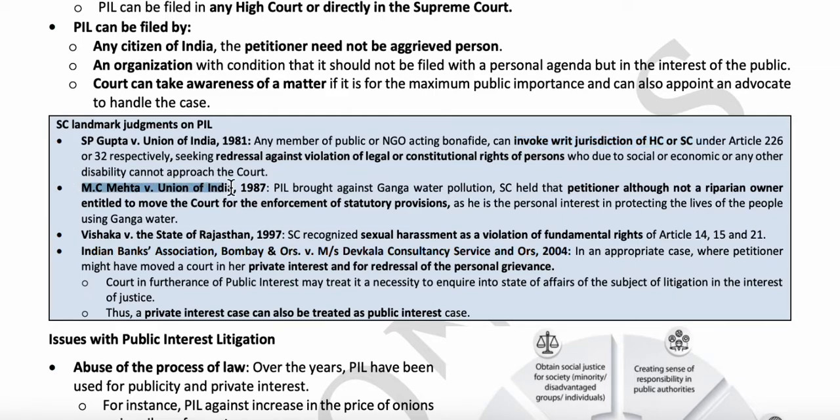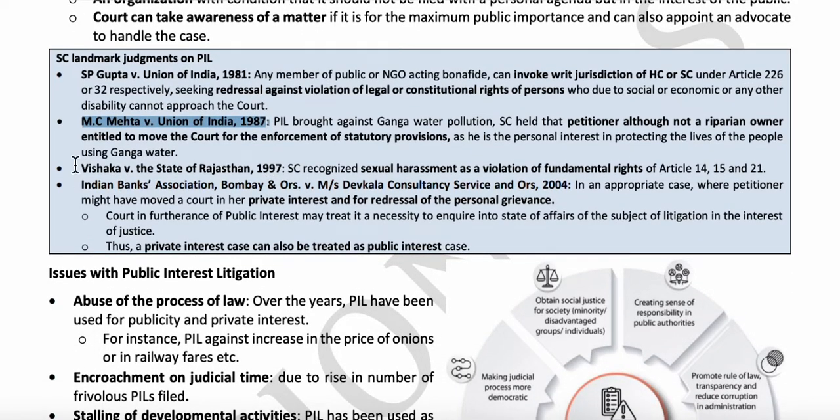Okay, so the next case is MC Mehta versus Union of India, 1987. Under this case, the PIL was filed against Ganga water pollution. So that means on environmental matters also public interest litigation can be filed. And the third case is Vishaka versus the State of Rajasthan, 1997. In this case, the Supreme Court recognized that sexual harassment is a violation of fundamental rights. That means any citizen can file a PIL against it.